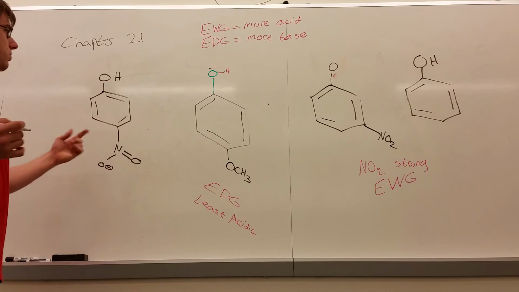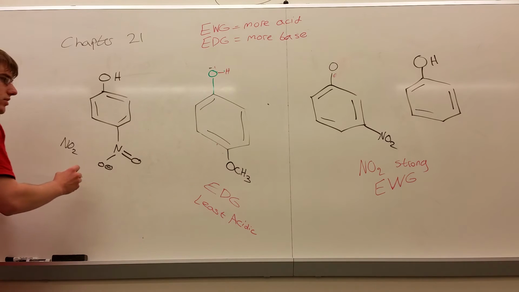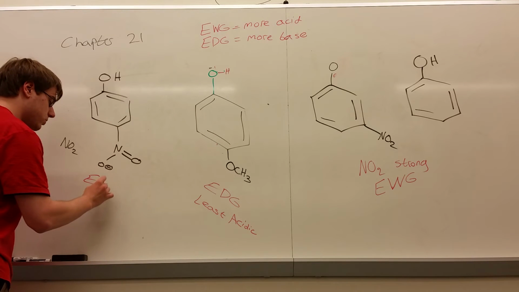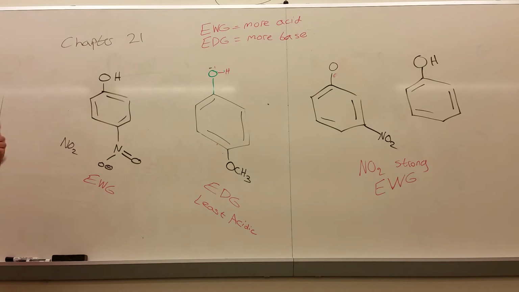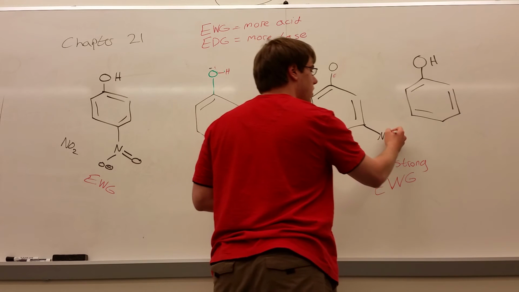But now, comparing the first structure to the third structure, both of them have NO2, and we said that makes it more acidic because we have an electron withdrawing group. But how does this compare to this? Well, let's draw out the NO2 here as well.